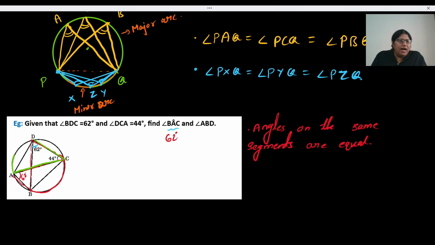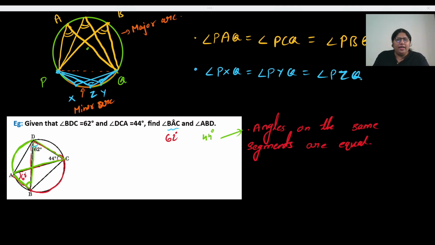And if you see the arc, this arc AD is subtending angle 44. Do you see any other point where AD subtends the angle? So take the endpoints A and D and see which line segments are passing through these two, which is this angle. So here you will write down angle ABD as 44 degrees using the same theorem.